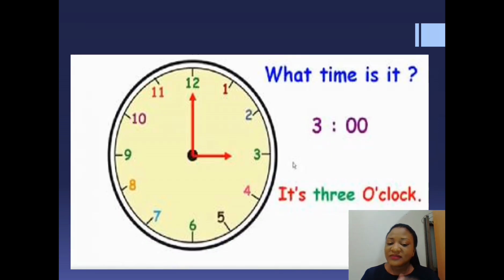Looking at my clock, it's showing 3:00. Or they can say 3 o'clock. If it is not specified whether it is a.m. or p.m., the best vocabulary to use there is o'clock. It's 3 o'clock, it's 4 o'clock, it's 5 o'clock, like this.